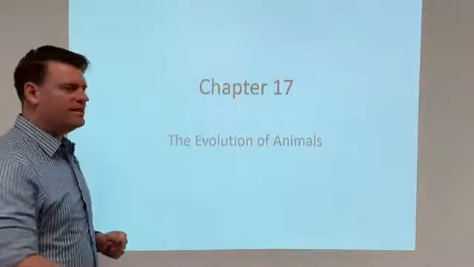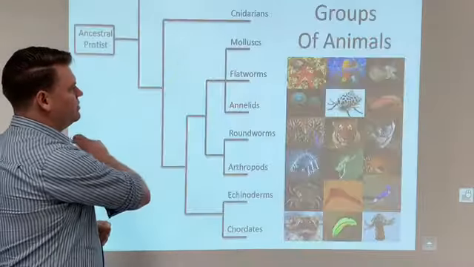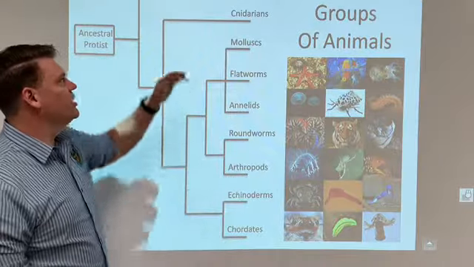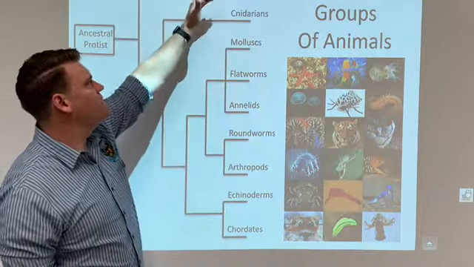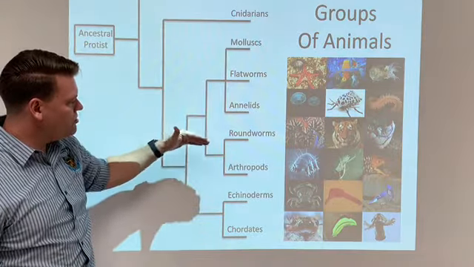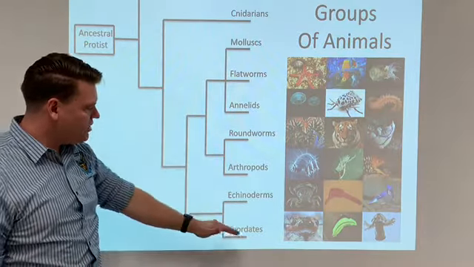All right, let's get to it. So there are 9 major groups of animals, and so we're going to look at each one of these groups. We have sponges, cnidarians, mollusks, flatworms, annelids, roundworms, arthropods, echinoderms, and chordates.